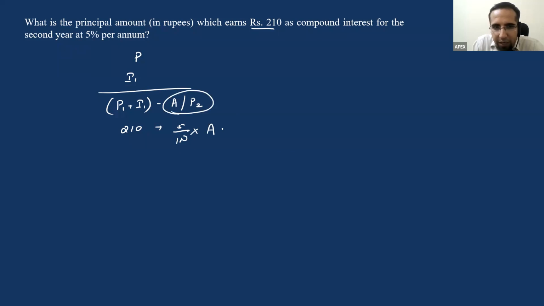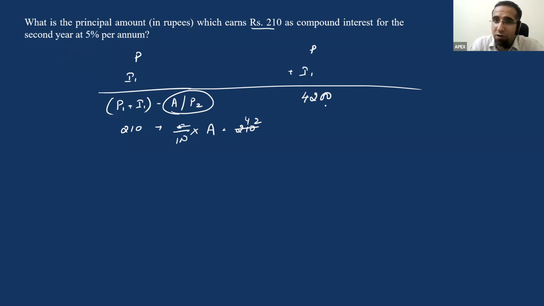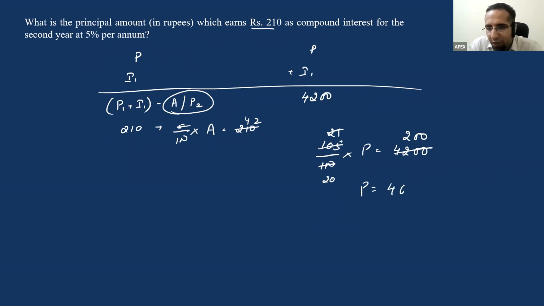Let us say A is equal to 210. So 5 ones are 5, 42s, so the value of A becomes 4,200. Now we have principal plus interest for the first year as 4,200. With a 5% interest, my multiplying factor becomes 105% of the principal. This is equal to 4,200. So 5 21s are 105, 20s are 21 into 200. So the actual principal here becomes nothing but 4,000. Very easy question in simple interest and compound interest. You should not have left this question at all. So the answer for this question becomes 4,000.